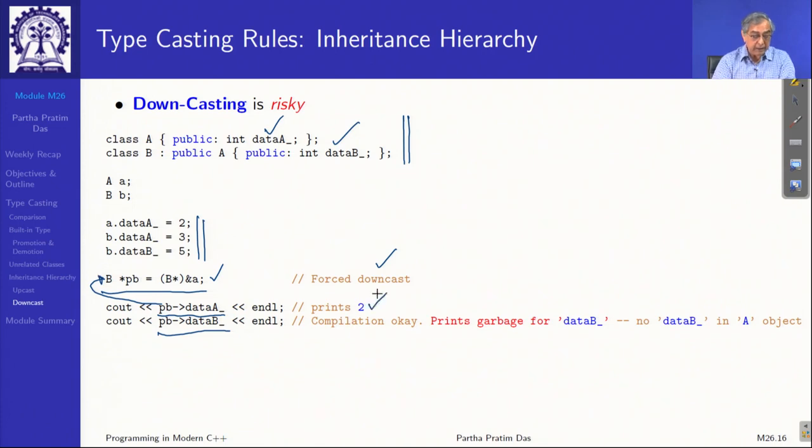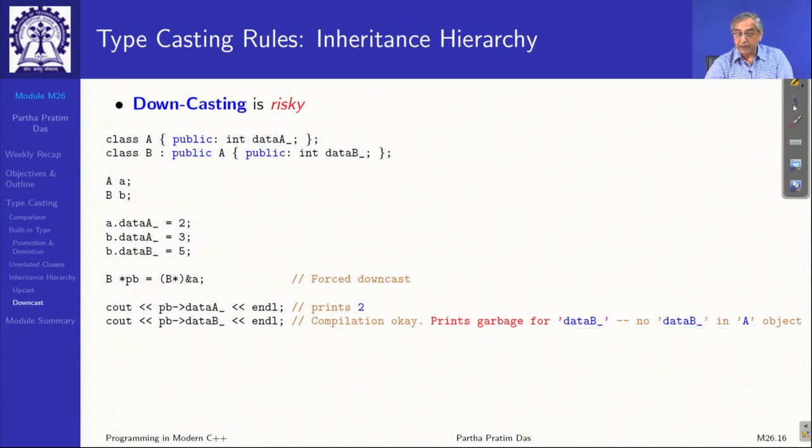Now, naturally, if I access data A with PB, then I will get this value 2, which is correct. But when I do the other, that actually does not exist, though the pointer thinks that it exists. So, it will compile okay, but it will print garbage. You can see why downcasting is risky, and why it needs to be severely restricted and done only in the proper context.